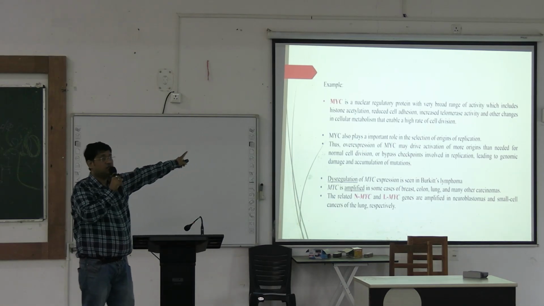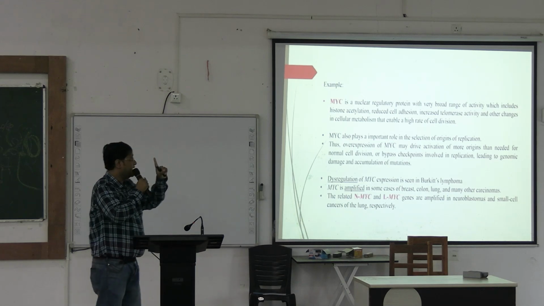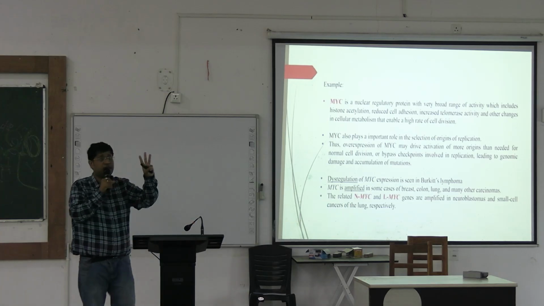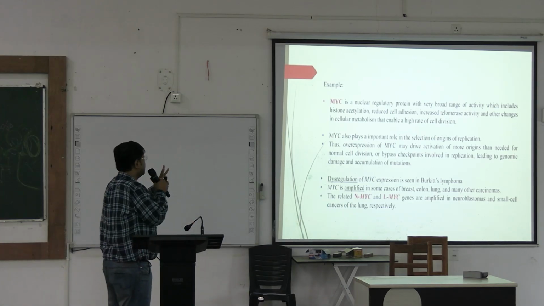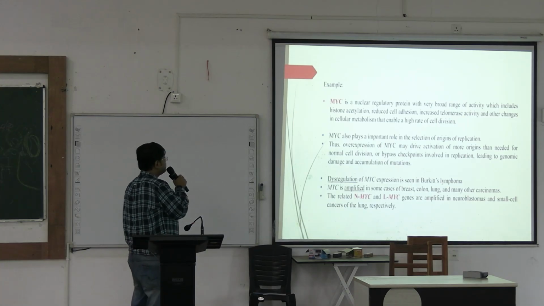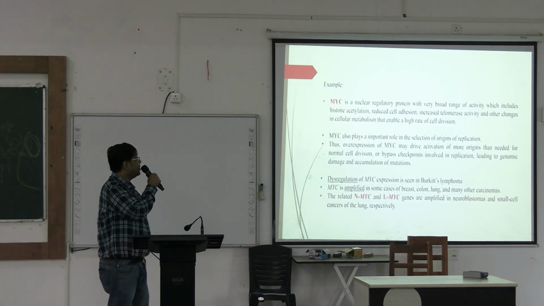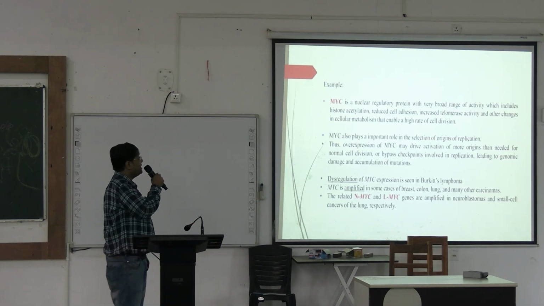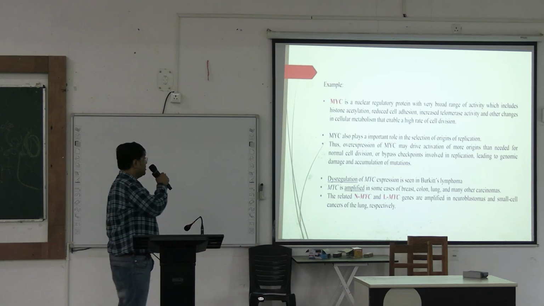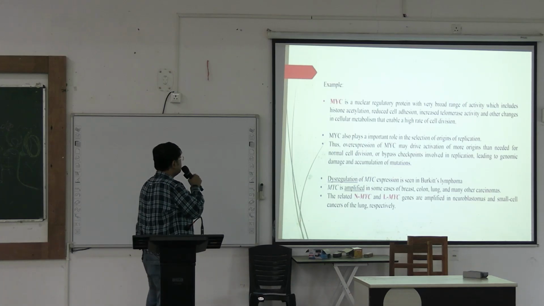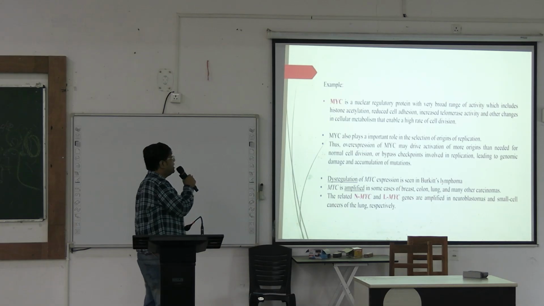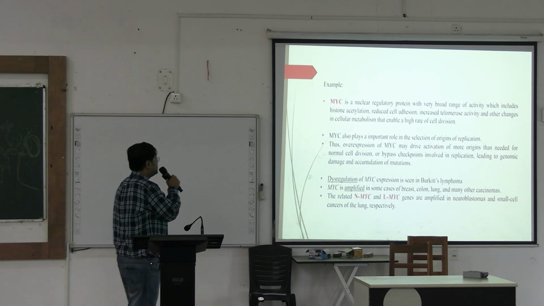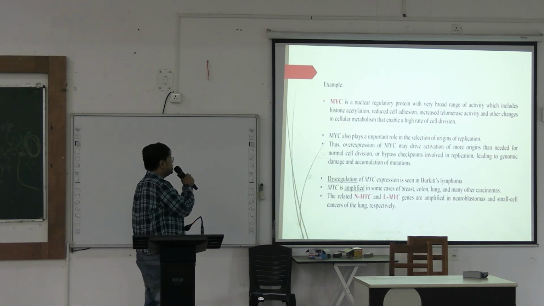Histone acetylation. Histone acetylation is 1. 2 is reduced cell adhesion. 3 is increased telomerase activity. এই তিনটা at least মনে রাখতে হবে. Important role in selection of origins of replication. Overexpression of MYC may drive activation of more origins, so multi-origin expression. So this bypasses the checkpoints involved in replication, leading to genomic damage and accumulation of mutations.